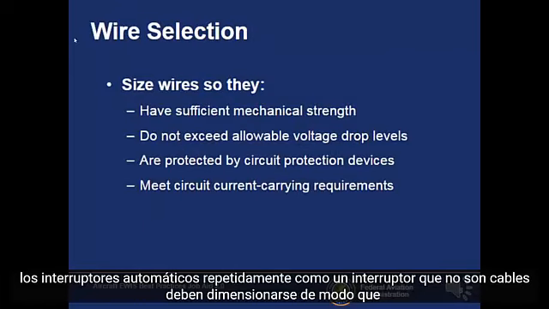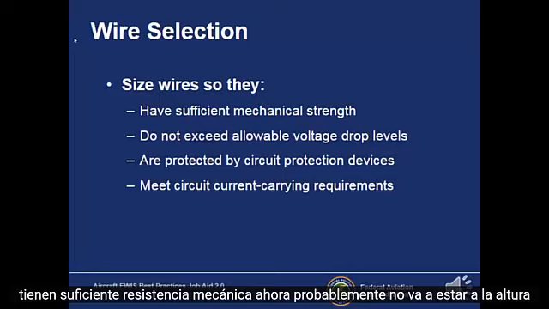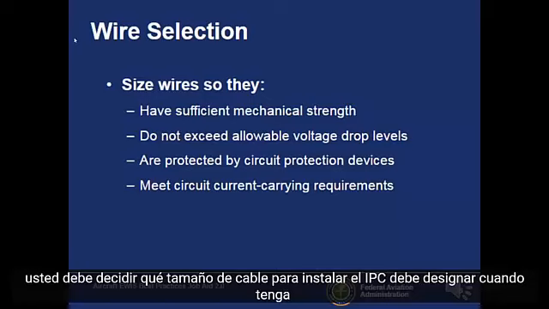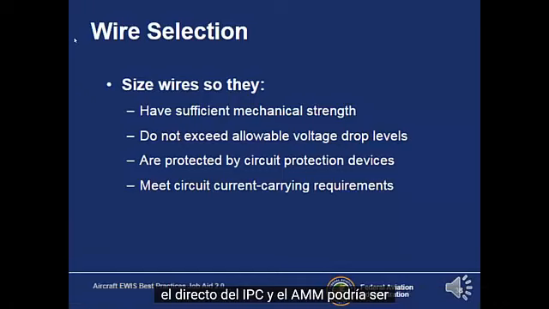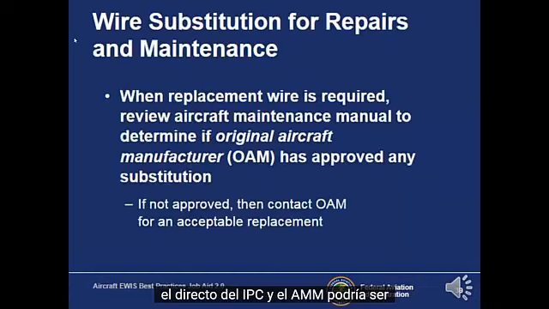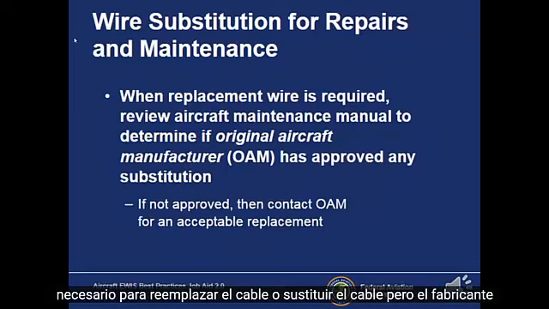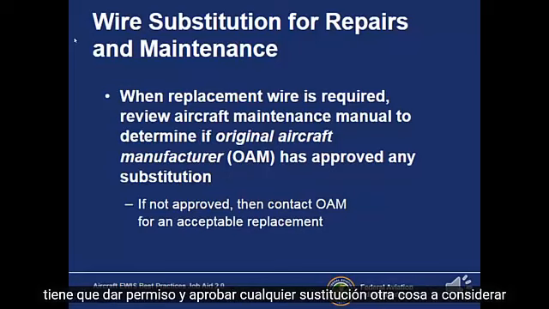Wires should be sized so that they have sufficient mechanical strength. Now, it's probably not going to be up to you to decide what size wire to install. The IPC should designate what specific wire to use when you have to make a repair. But make sure that you are following the directions of the IPC and the AMM. It might be necessary to replace the wire or substitute the wire, but the manufacturer has to give permission and approve any substitution.